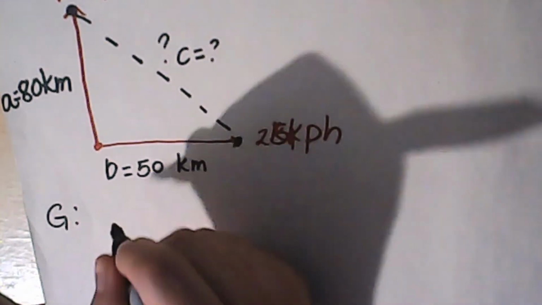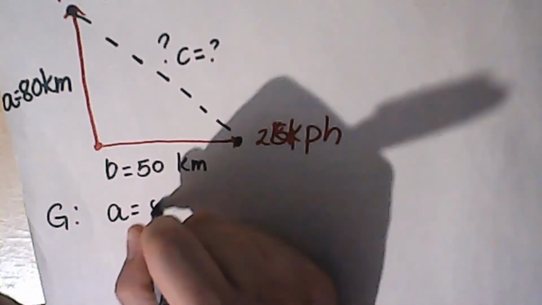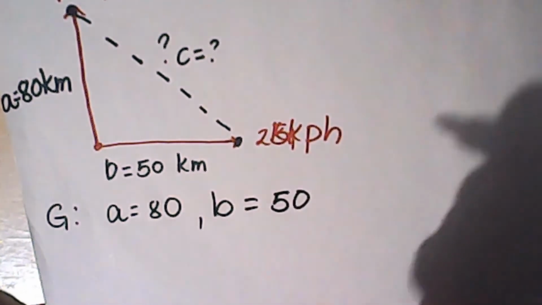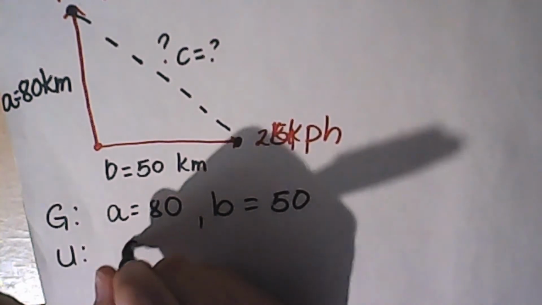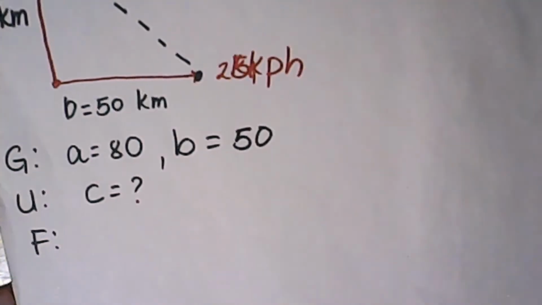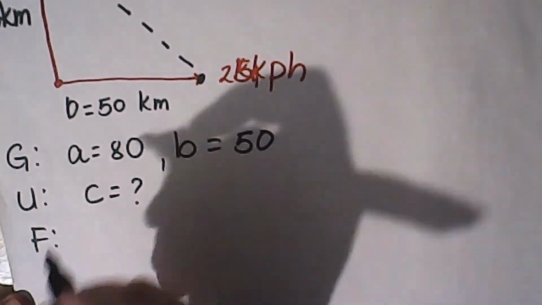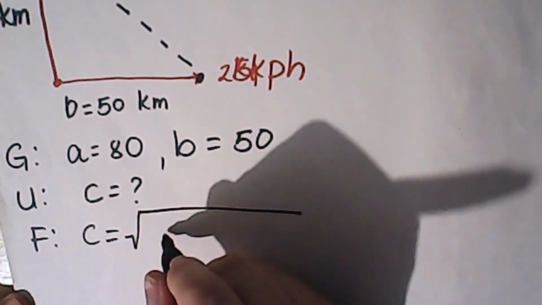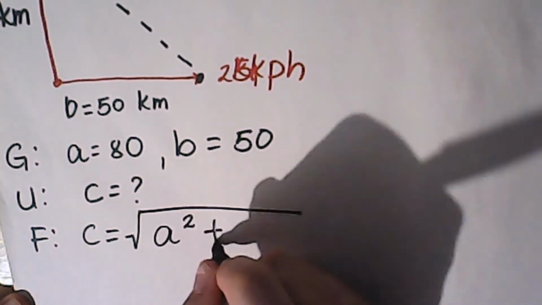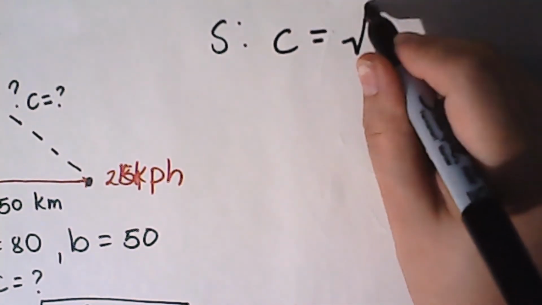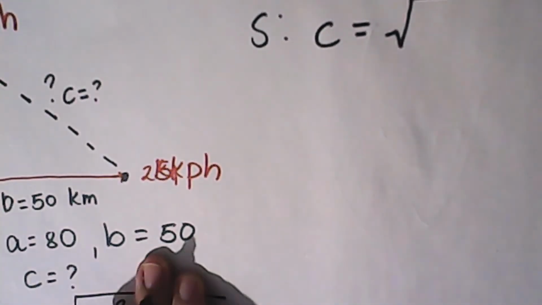Our given are A equals 80 and B equals 50. Our unknown is C. Okay, what formula are we going to use to get C? From our Pythagorean theorem, C is equal to the square root of A squared plus B squared. So, C is equal to the square root of A squared plus B squared. From our given, A is 80 and B is 50.